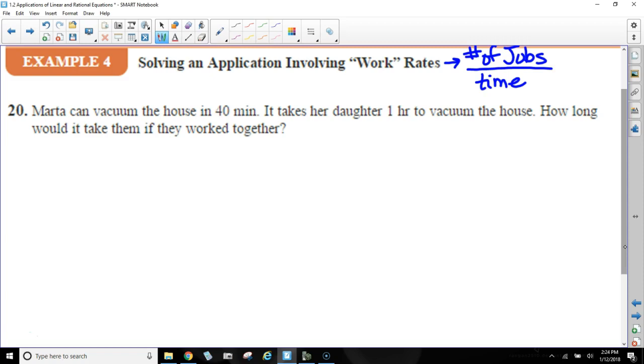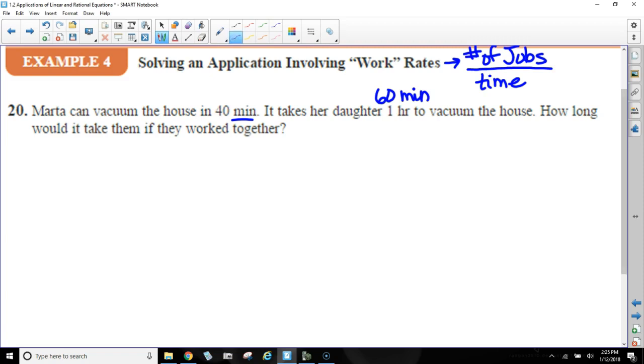On our example, it says Marta can vacuum the house in 40 minutes. She can do that one job in 40 minutes. It takes her daughter 1 hour to vacuum the house. So her daughter can do the one job, so that our units jive, let's write this one in terms of minutes as well. So 60 minutes. How long would it take them if they both had their own vacuum cleaner and they worked together to vacuum the house?